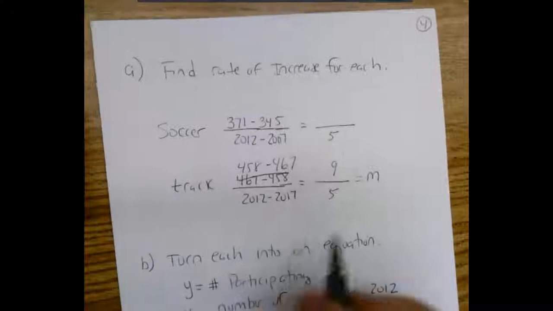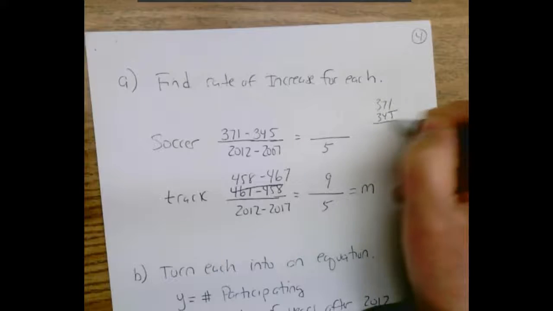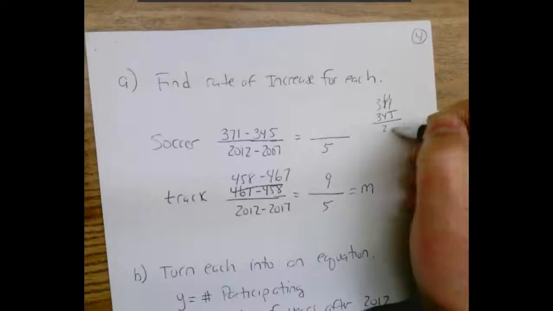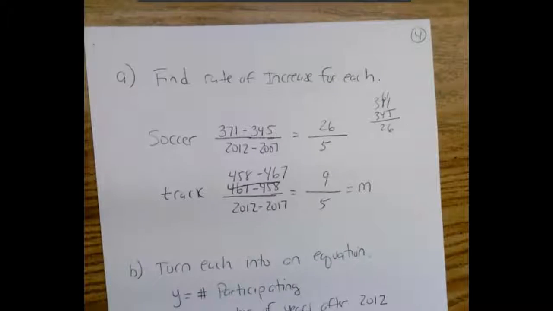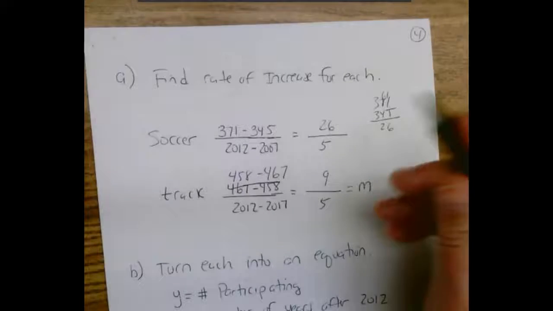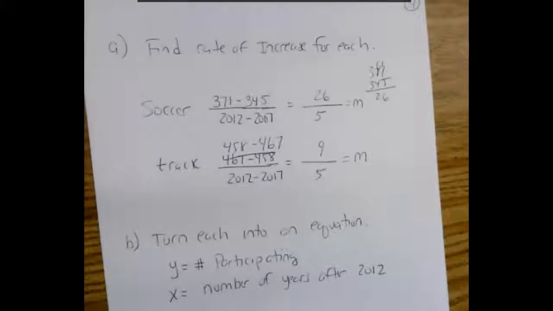And then this one, 371 minus 345. I don't have my calculator. I'm just going to do it really quick. 26. So 26 over 5 is going to be that one. So an increase of 26 in 5 years. So that's kind of our m there. And there's not much to do with them. That would then be our slope.